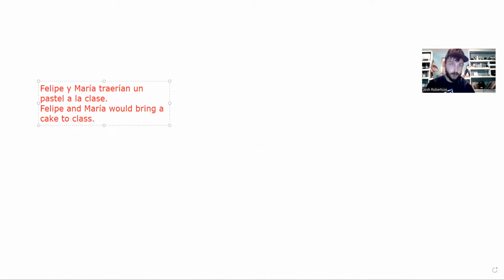Felipe and Maria would bring a cake to class. And if I could read it in Spanish, Felipe y María traerían un pastel a la clase. Now, another possible meaning is Felipe and Maria could bring a cake to class. Or Felipe and Maria should bring a cake to class. Right? That's the one nice thing about using the conditional tense, right? I mean, it just depends on the situation.